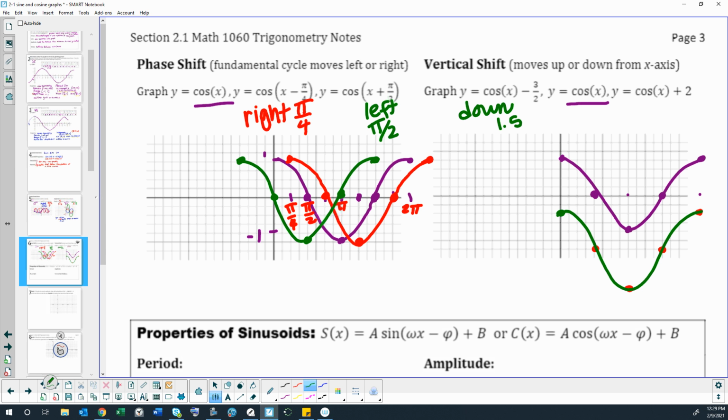Ta-da! What happened to our midline? It also moved. Guess what? Our midline is now at y equals negative 3 halves instead of where it was. Right? Exactly. So the midline and that number after the number that's adding and subtracting, those are going to.